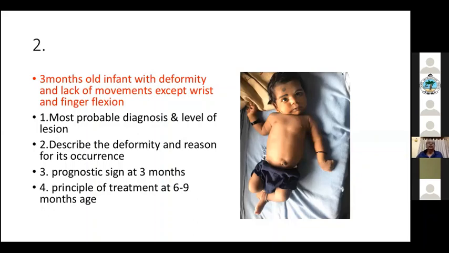Neurolysis and neurotization. Actually, you have to take an MRI. Okay. And if you find that there is a root avulsion, there is no point in waiting. Even at 3 months or before that, you have to do nerve surgery. What is the nerve surgery that is done nowadays? Nerve transfer. Spinal accessory to suprascapular.